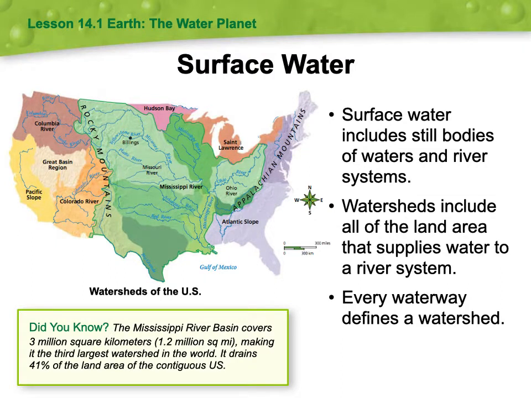Looking at some terminology, you need to know what surface water is. You also need to know what watersheds are. So surface water includes all the bodies of water that are on the surface, right? So on Earth's surface, and that's going to include still bodies of water such as ponds, lakes, and then also rivers. So river systems, streams, and creeks are also within surface water. And then watersheds include all the land area that supplies water to a river system. So that's when we're looking at those extensions, those tributaries of water in creeks and streams that come into the rivers. And again, that's going to be the watershed. And so every waterway defines a watershed.